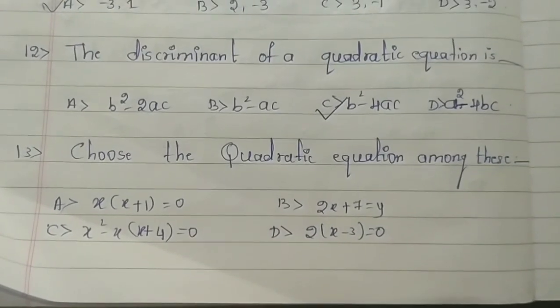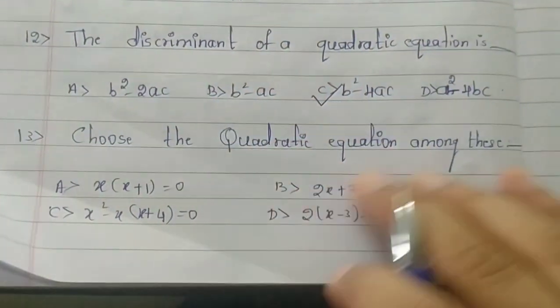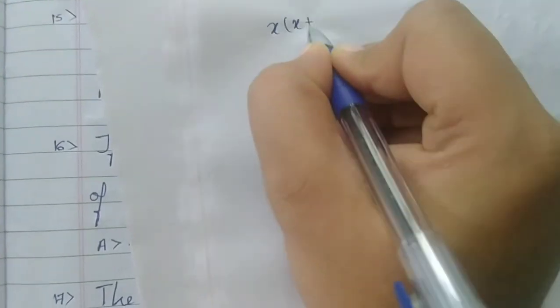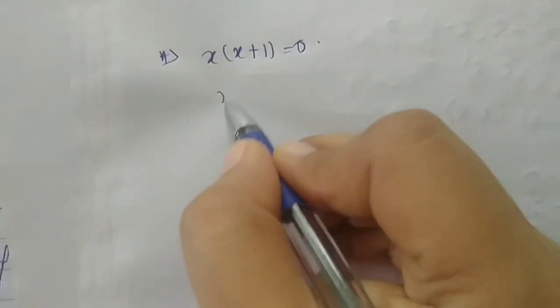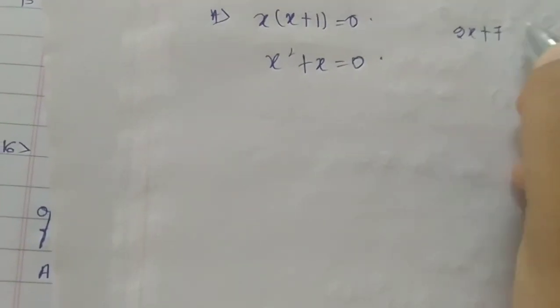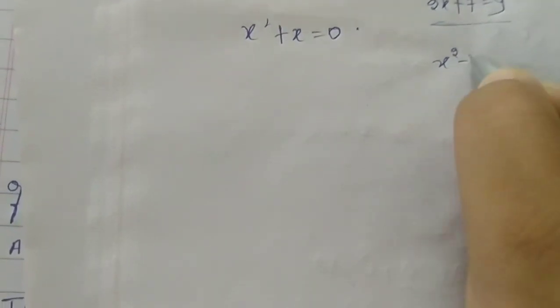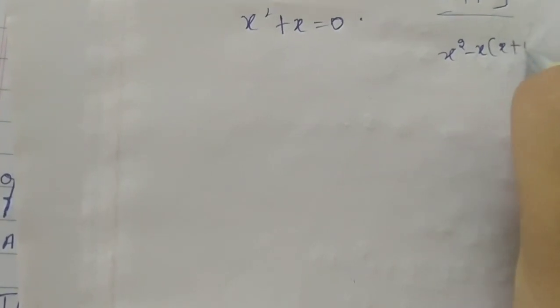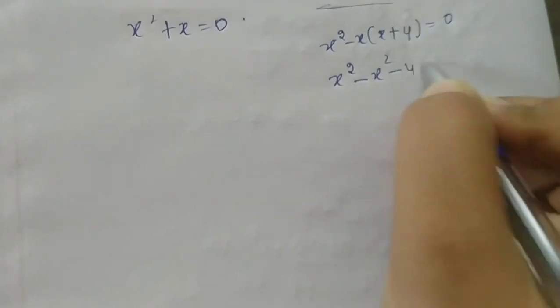Next one is, choose the quadratic equation among these. Okay, so now here you can check all of them. First we will see the first option, that is x into x plus 1 is equal to 0. Option A, right? So now x square plus x is equal to 0. Next option is 2x plus 7 is equal to y. So this is not a quadratic equation. Next one is x square minus x into x plus 4 is equal to 0. So x square minus x square minus 4x is equal to 0.